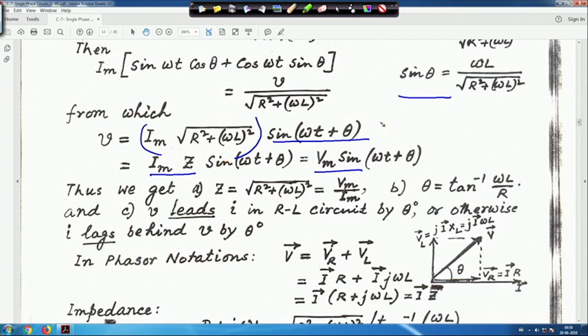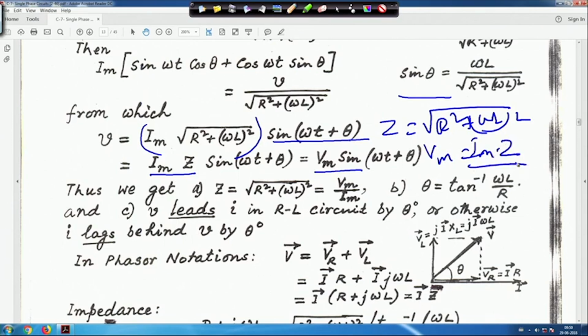So Z is equal to root over R square plus (omega L) square. This is actually the impedance of this RL circuit, right. So Vm is equal to Im into Z, these are all magnitudes. Therefore Z is equal to root over R square plus (omega L) square is equal to Vm by Im.